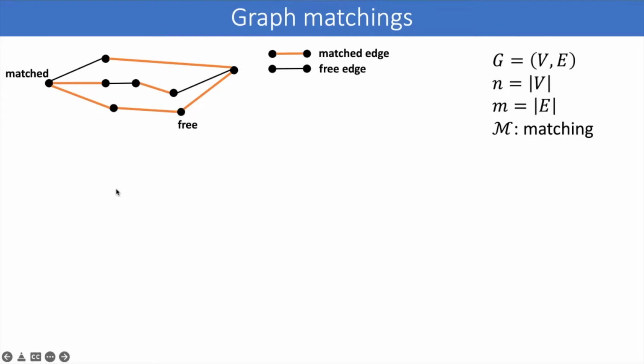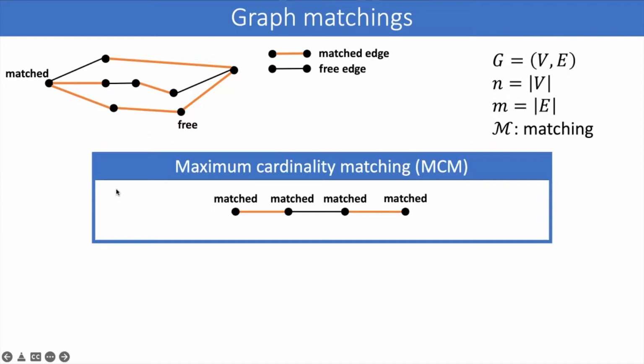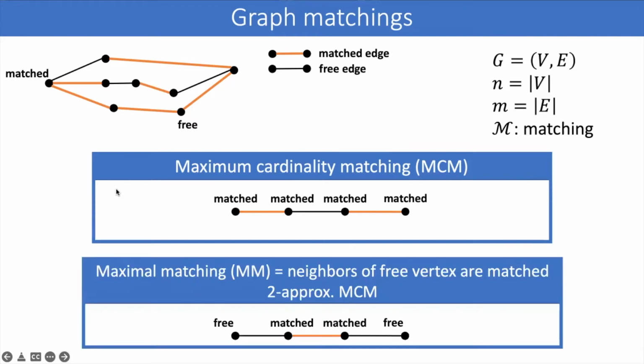Matching is simply a set of disjoint edges. Throughout this talk, I'll use n to denote the number of vertices in the graph and M to denote the matching. We'll be interested in maximum cardinality matching, or MCM, which is a matching of maximum possible size. The main focus of this talk is maximal matching, or MM, which is a matching to which we cannot add any edge. It is well known that maximal matching is a 2-approximation to MCM. Besides MM, which is the main focus of this talk, we'll also be interested in better than 2 approximate MCM.